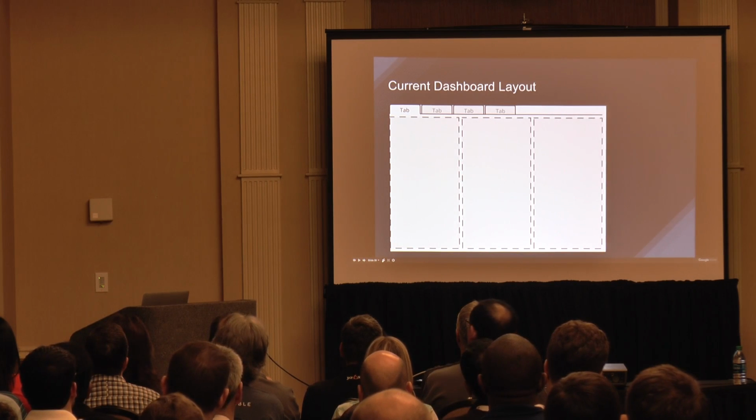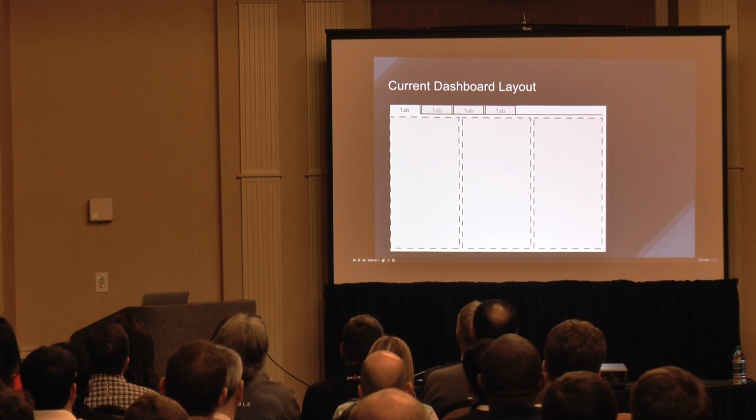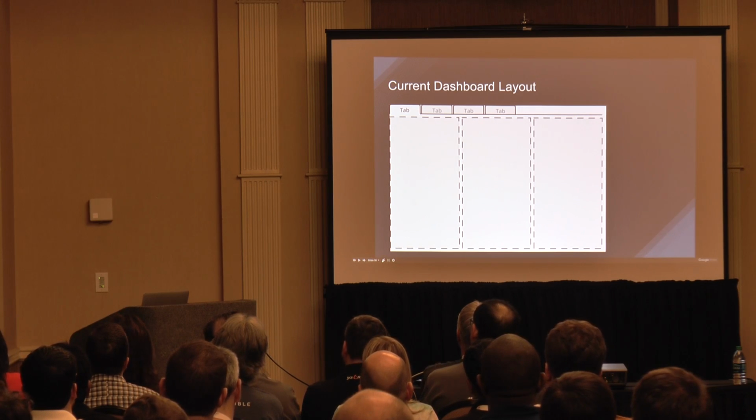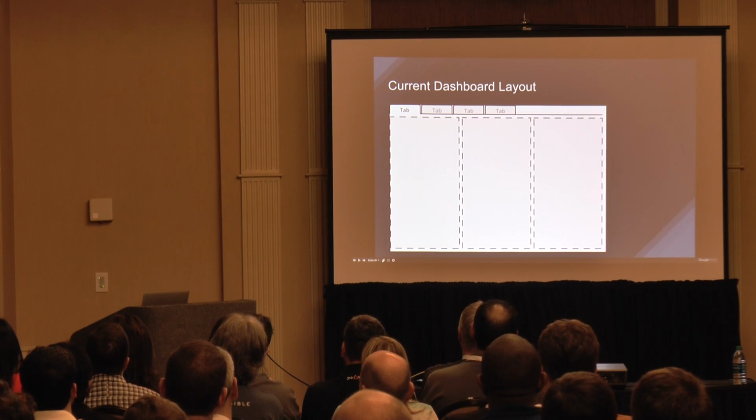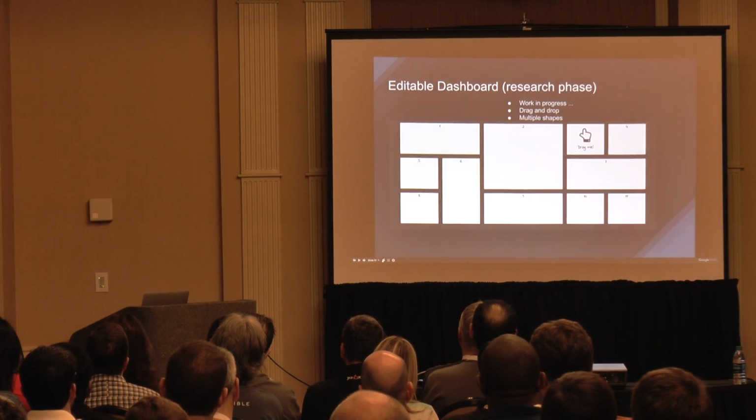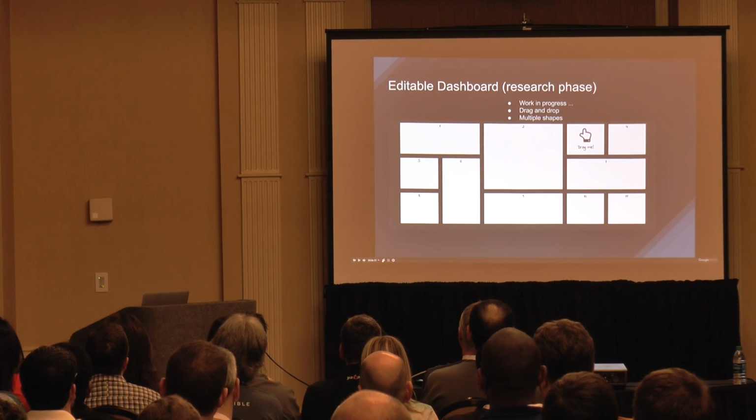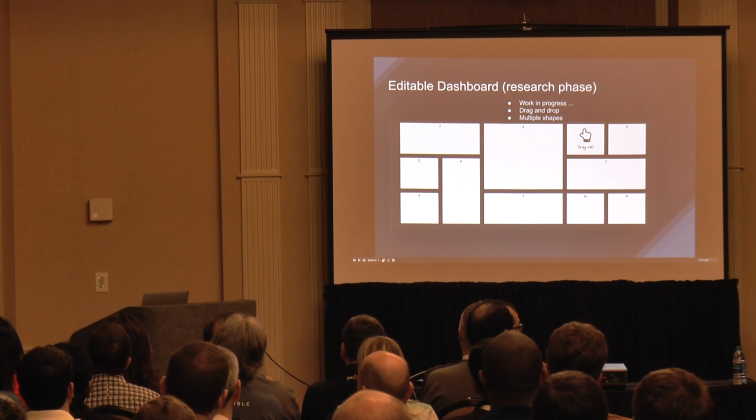This is a screenshot we actually showed at the summit, showed here 2 years ago. This is our current dashboard layout, which is 3 columns. The widgets are ordered and stored in the database. With the new navigation, they are responsive in that they will drop from 3 to 2 to 1 column. But the patternfly team is now researching editable dashboards, so this will be completely changing. We'll have drag and drop and multiple shapes, but stay tuned.